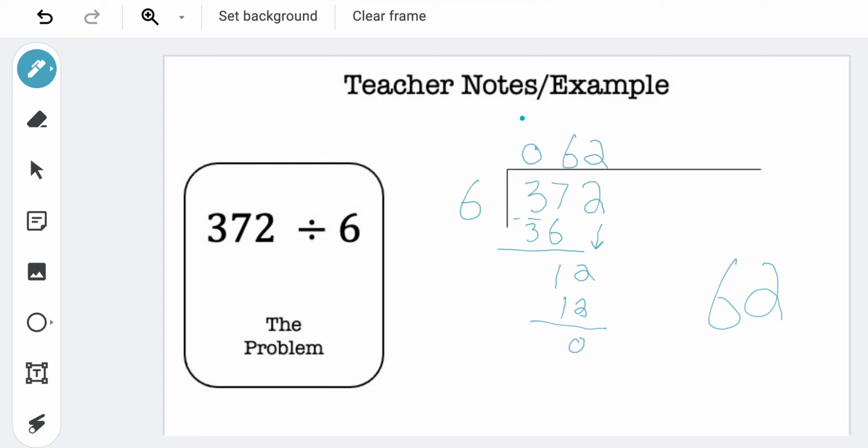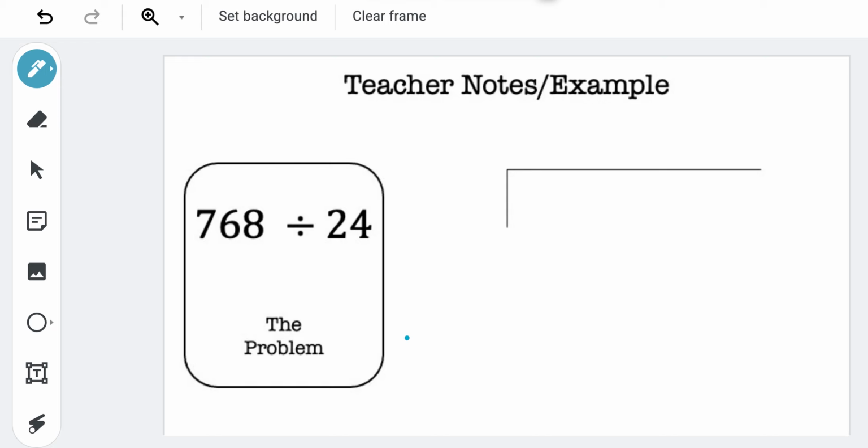All right. Let's do another one. Now this time we're dividing 768 by 24. So again, the 24 is the divisor, and the 768 is the dividend. And this time we have a 2-digit number instead of a 1.